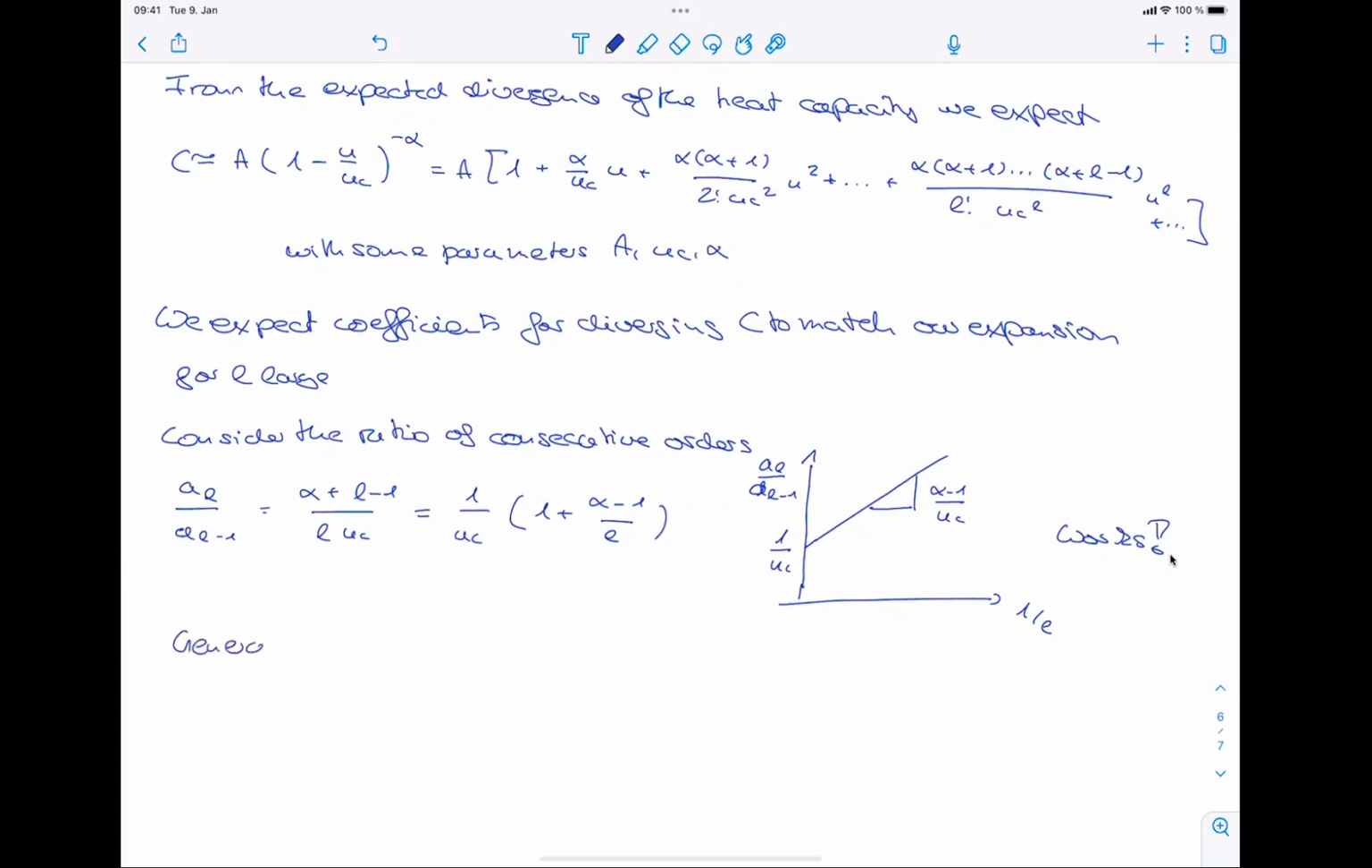And just to mention, indeed, a generalization of this low temperature expansion to any discrete spin lattice models is also possible.